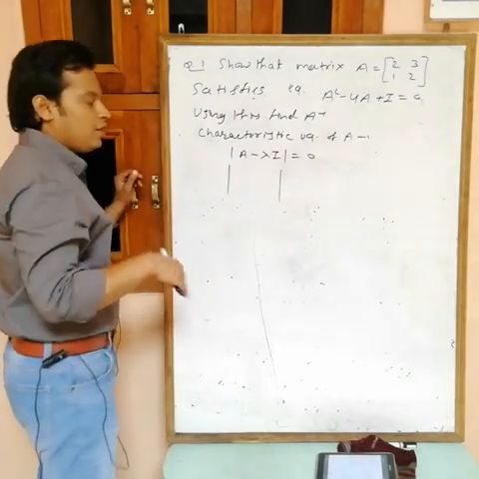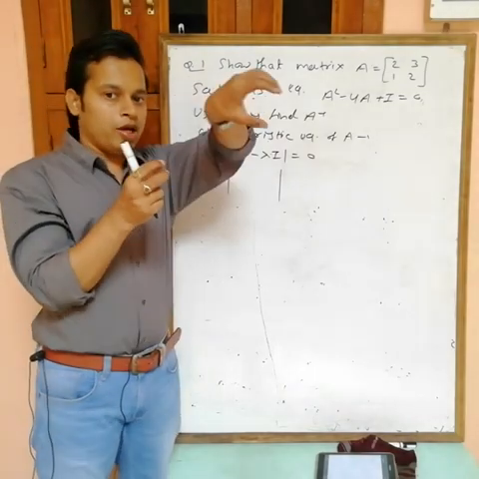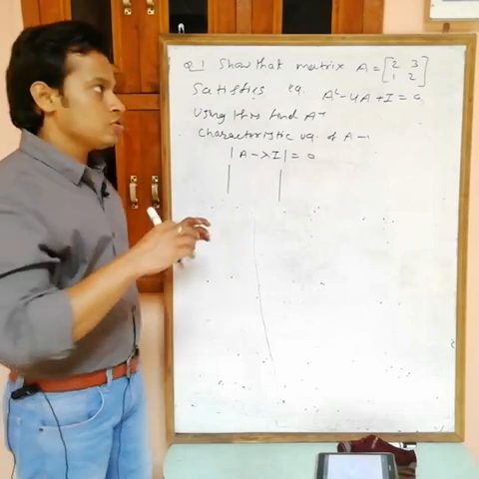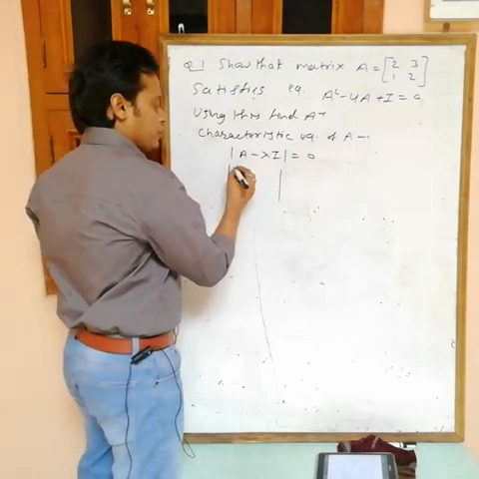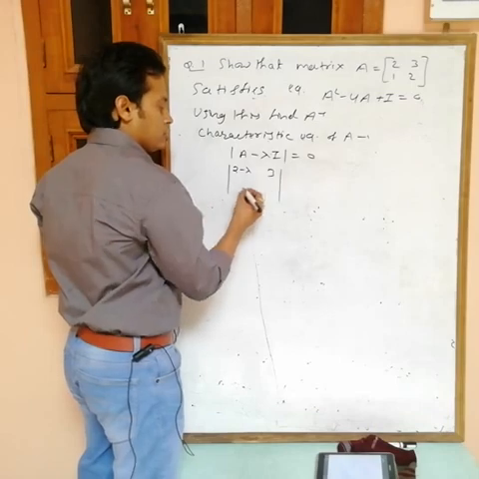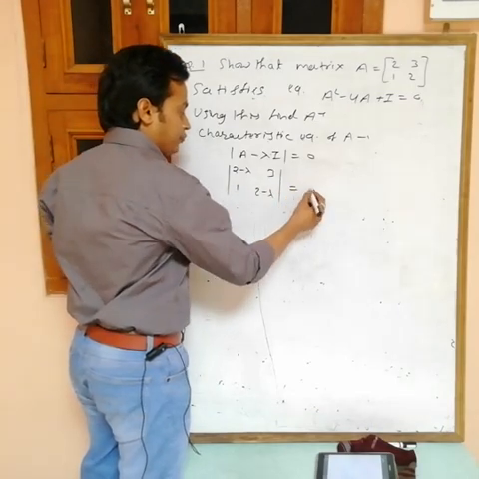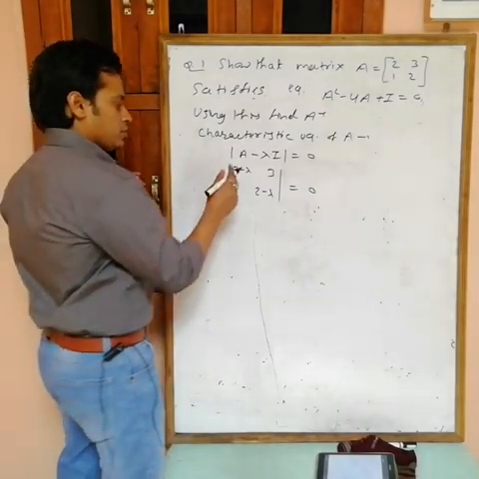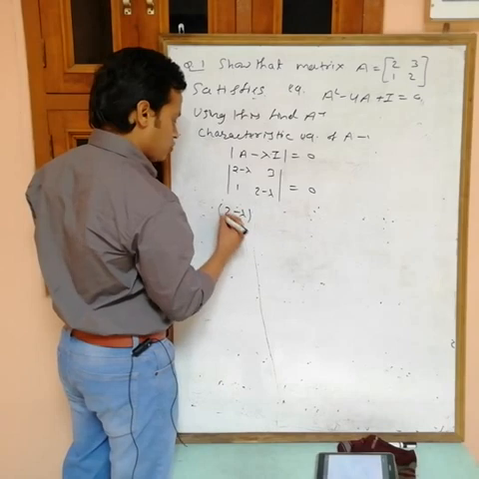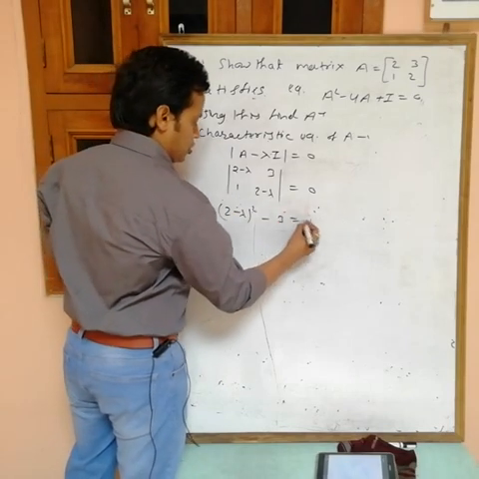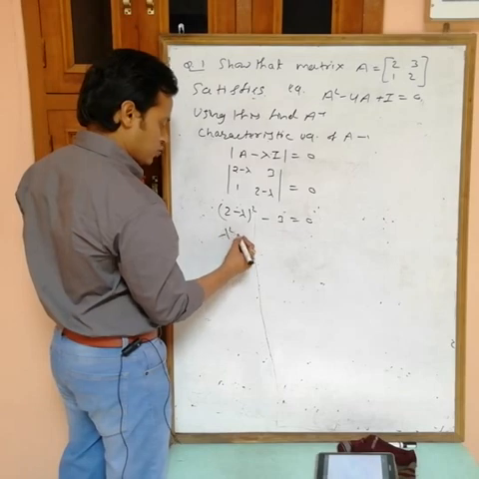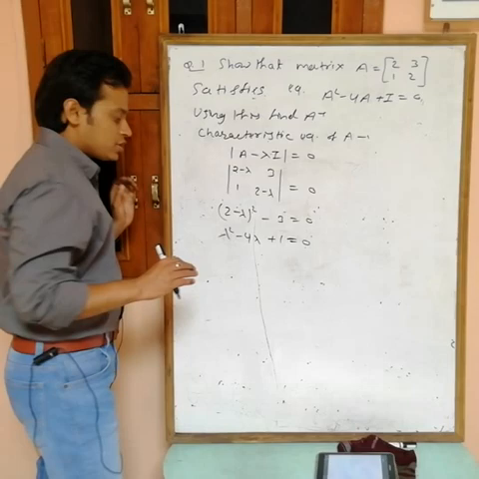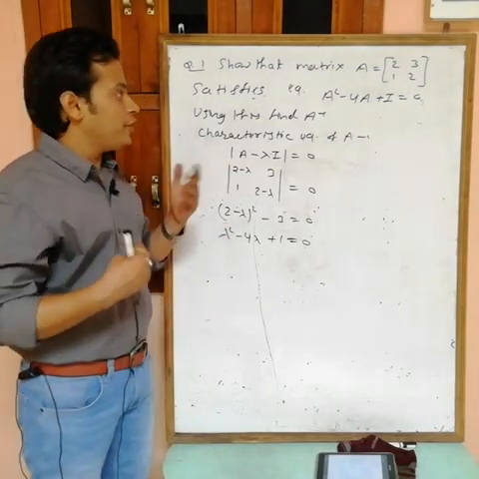Determinant of A minus lambda I, where I is [1 0; 0 1], the identity matrix of the same order. So if you take A minus lambda I, what you will get? First element is 2 minus lambda, then 3, 1, and 2 minus lambda. If you solve, then what you will get? Characteristic equation of matrix A: this one into this one, (2 minus lambda) square, minus this one equals 0. If you expand, lambda square minus 4 lambda plus 4 minus 3 equals 0, that is lambda square minus 4 lambda plus 1 equals 0. This is the characteristic equation of matrix A.